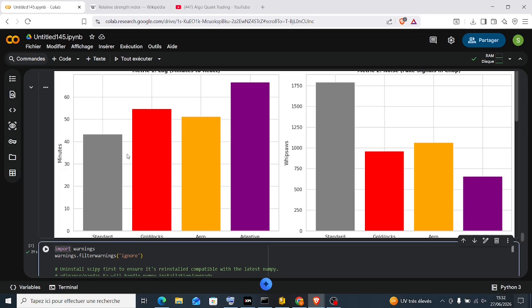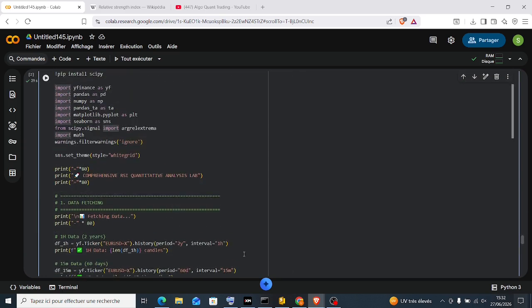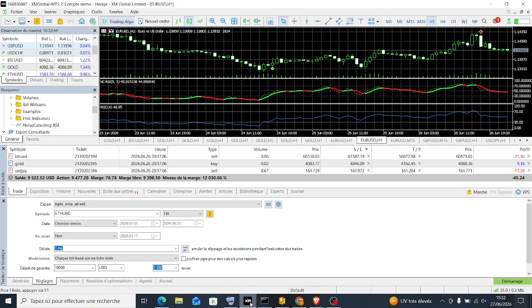Let's dive in. Let's start with the brutal truth. Look at this chart. Standard RSI with a 14-period setting. It's too slow. By the time it signals oversold, the move has already happened. But here's what most traders don't realize. Making it faster doesn't help.